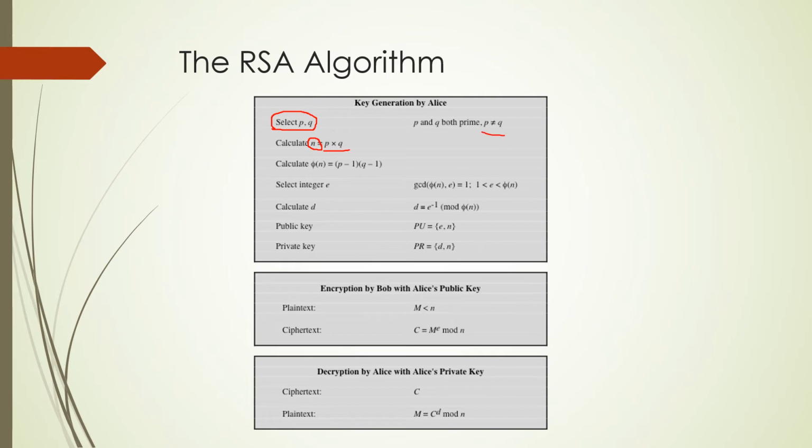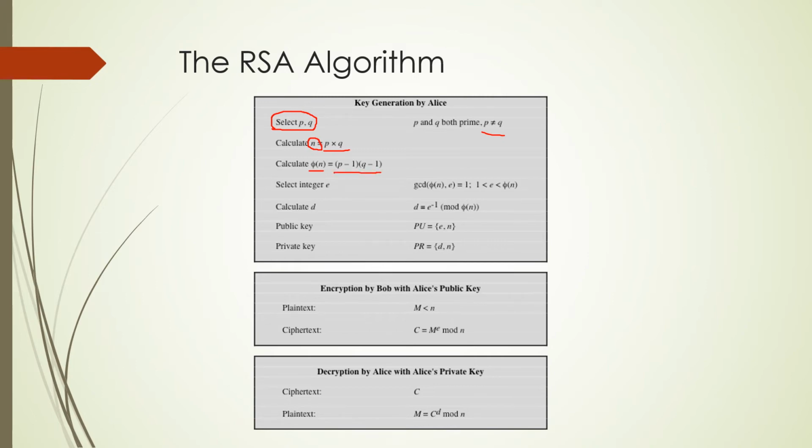They're two different prime numbers. And then by multiplying P and Q, you get the value n for the RSA algorithm, and then you find the Euler's totient function of n, which is equal to (p minus 1) times (q minus 1).